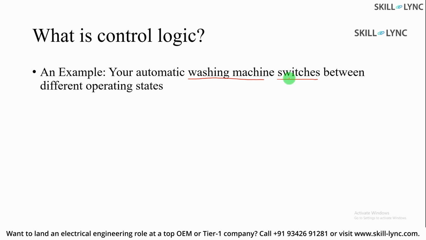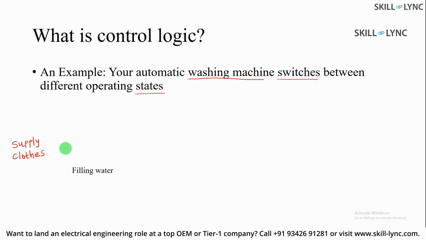Let us understand the meaning of switching between different operating states. By switches, I mean changing from one operating state to a different operating state. What are the operating states? Let's understand the states of a fully automatic washing machine. The first state is filling the water. Initially the drum is empty and you have added the clothes, and the water is going to be filled up. What is our initial condition? Let's say the supply is available.